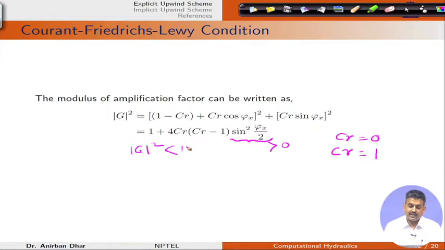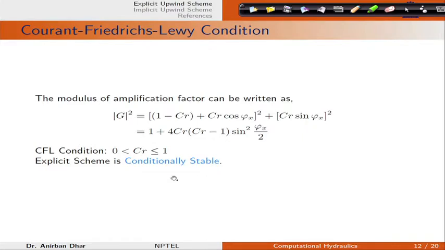So, we can see that for this condition, where CR is greater than 0 and less than or equal to 1, this scheme is stable. This is known as the Courant-Friedrichs-Lewy condition, or CFL condition. Thus, we can say that the explicit scheme is conditionally stable, and this is the actual condition.